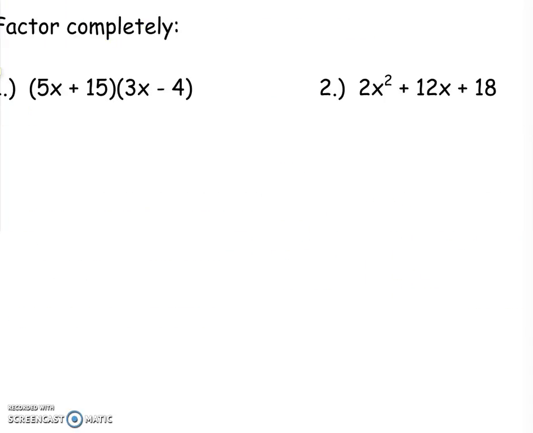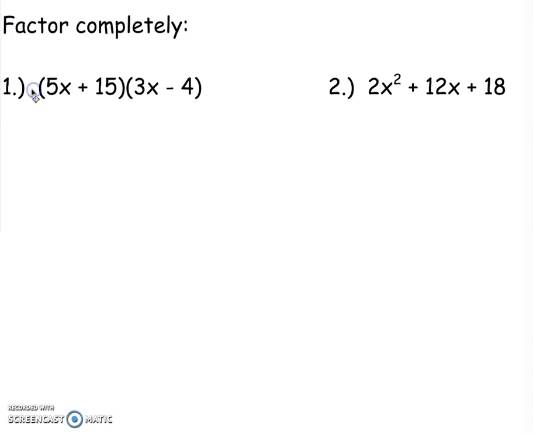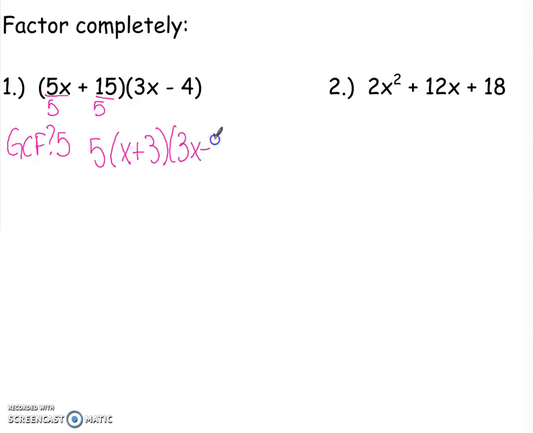So let's go ahead and start trying some. We're going to factor these completely. The first thing I'm going to look for in number 1 is, is there a GCF? I'm going to look at each factor. In the first factor, I do see a GCF of 5. So I'm going to factor out of the first one 5. So I would take the 5 out of each to get 5 times the quantity x plus 3 times the quantity 3x minus 4. Check each factor.